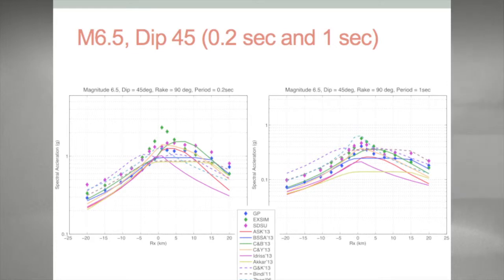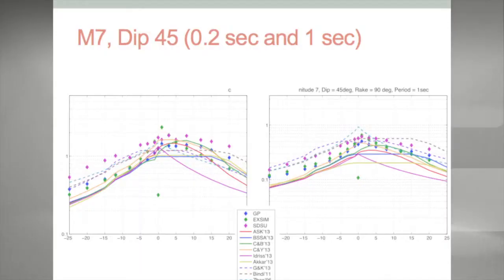Same thing on the other side. That was actually hitting up XM really well over here. This is the magnitude 7 at 45 degrees. Again, lots of variability. Everybody looks really good over here on the footwall. It actually looks pretty good.